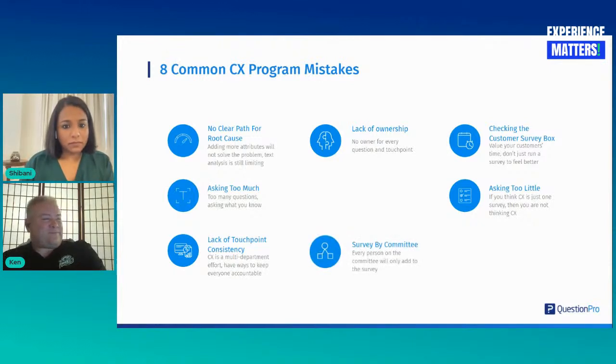And then, survey by committee. We talked about this. Worst thing you can do. You want people to be engaged. You want people to bring people in and get their feedback, but don't try to write a survey by committee.